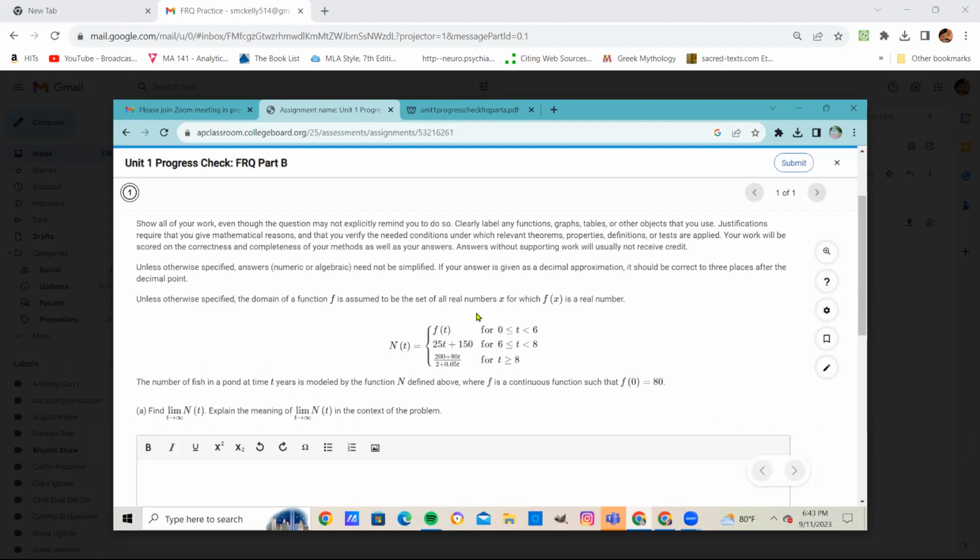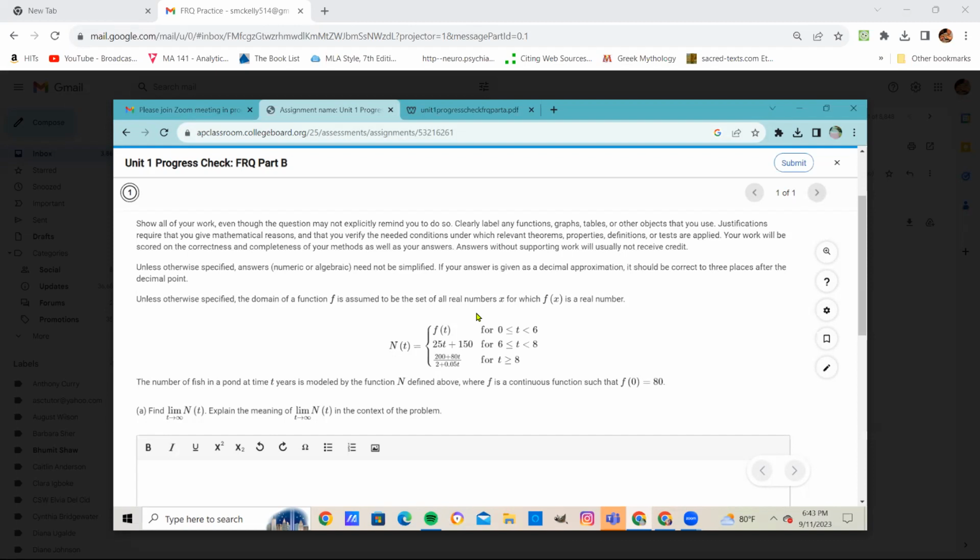So therefore, the limit as t approaches infinity of n of t is going to be the limit as t approaches infinity of the last piece, which is 200 plus 80t over 2 plus 0.05t.